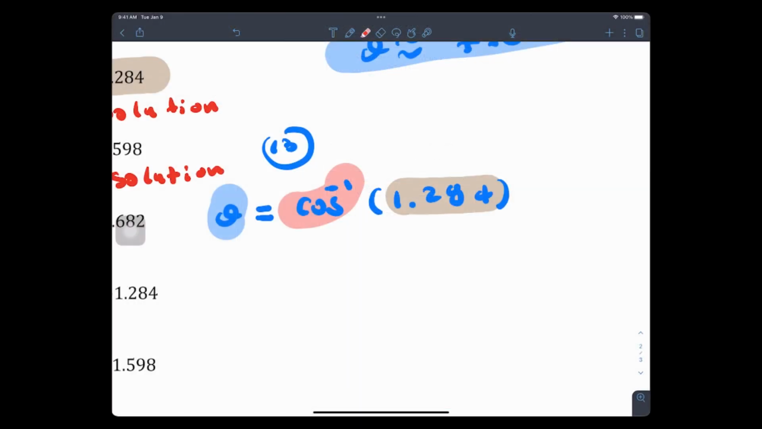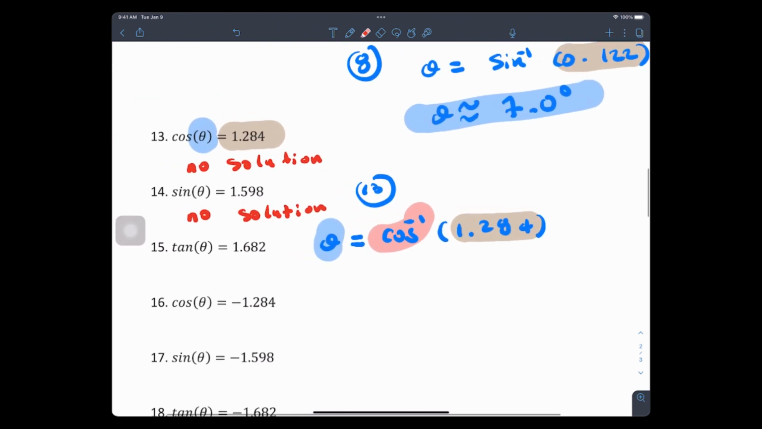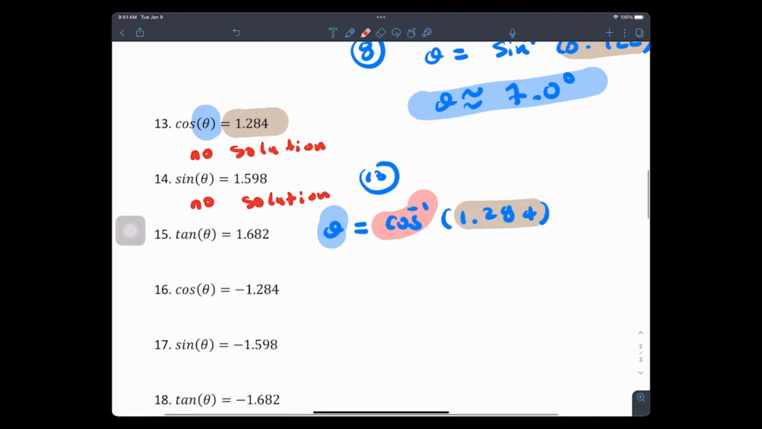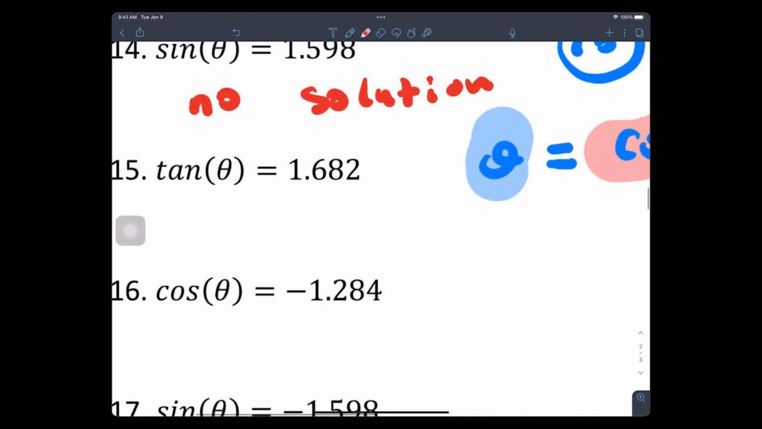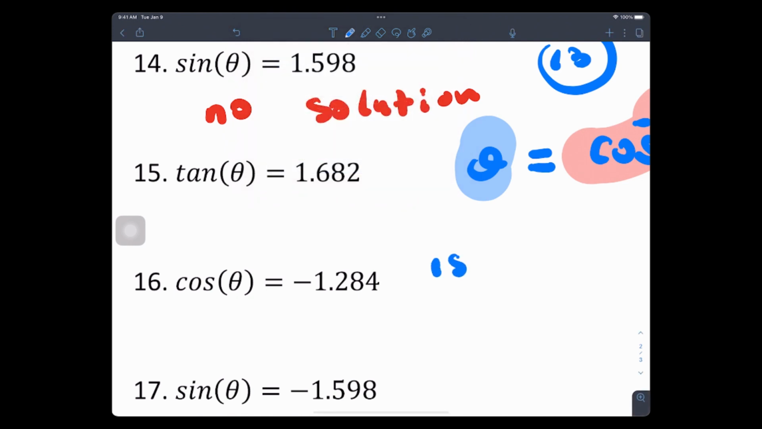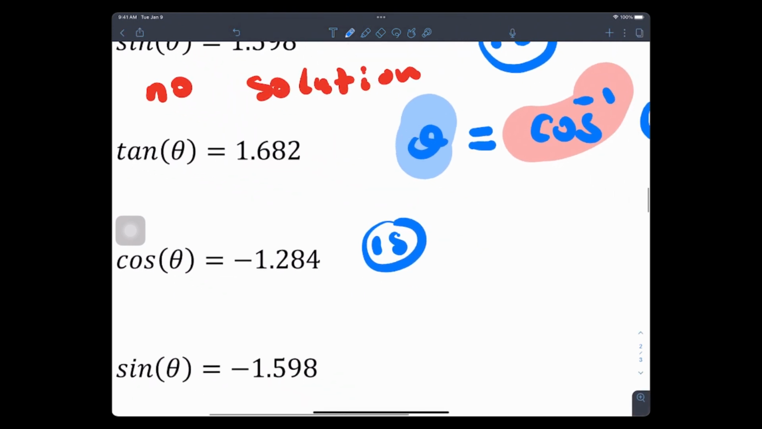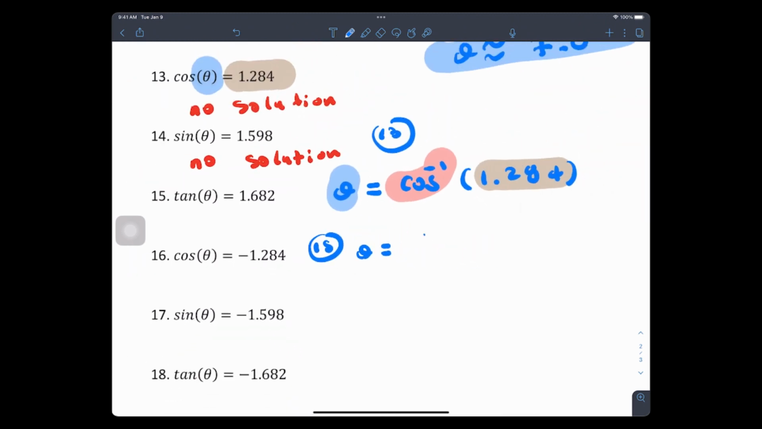You say, what do you mean that makes a lot of sense? Well, because cosine could not be bigger than 1. It can't be smaller than -1 either. And the same thing for sine. But what do you guys notice about tangent? If you did it for sine, you'll get no solution as well. But what about number 15 for tangent? Just to give you guys comparison and contrast. You might think the same thing applies to tangent. It doesn't. It just applies to sine and cosine.